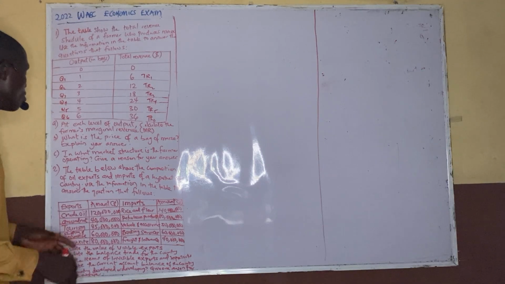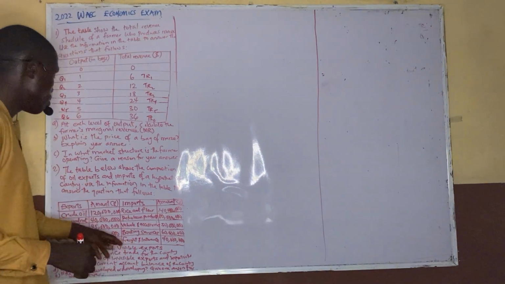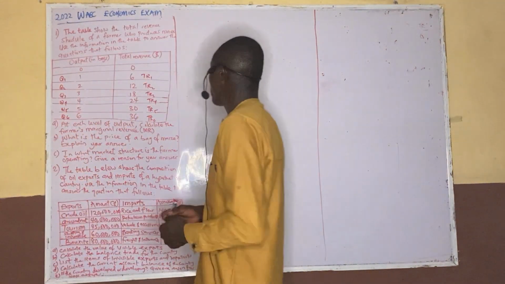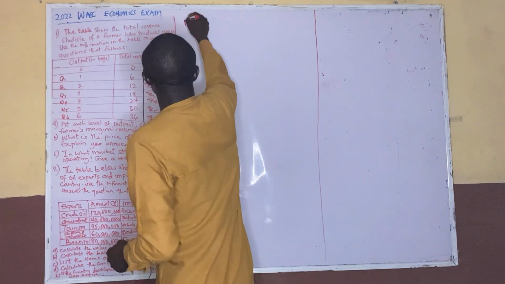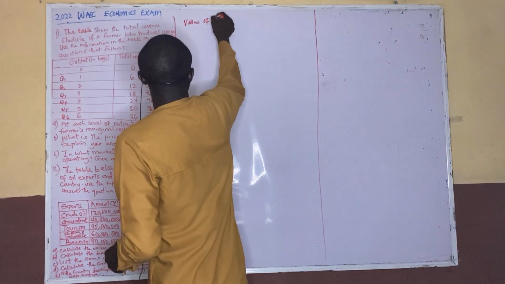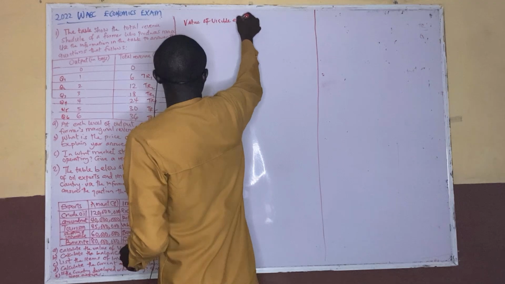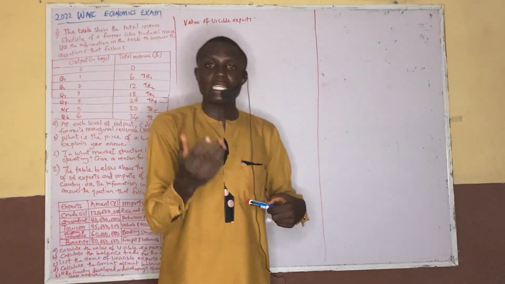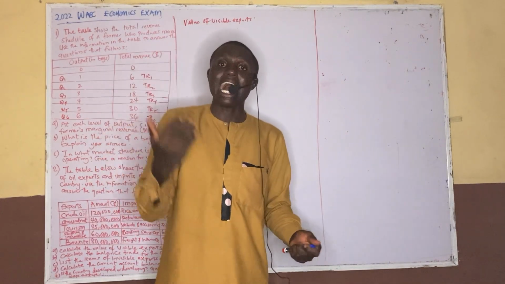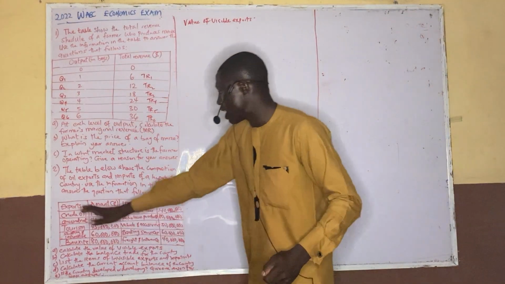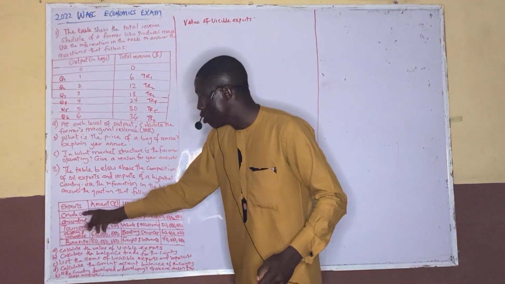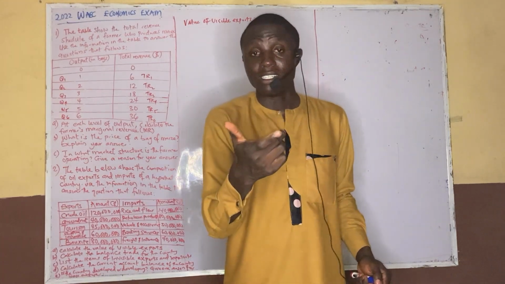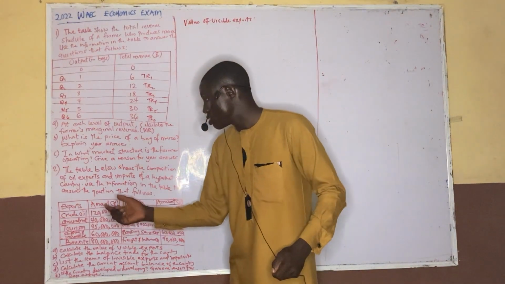Now calculate the value of feasible exports. What does it mean by feasible exports? We are asked to calculate the value of feasible exports. We are talking about tangible products, tangible goods that are exported out of the country. You can see that under the exports, we have crude oil and granules, which are tangible products. Products that you can see, the goods that you can see.